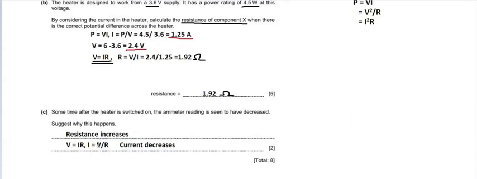And why does R increase? Because of the increase in the temperature in the heater. And why is there an increase in the temperature? Because the current continuously generates heat. So I hope you understood this problem. Now we will move towards the next problem.